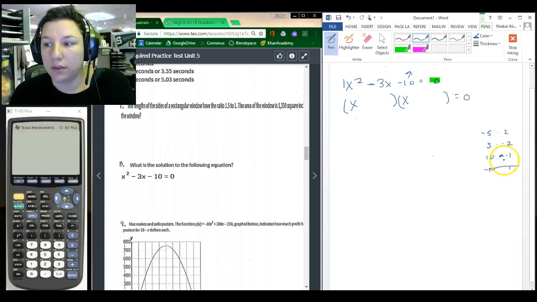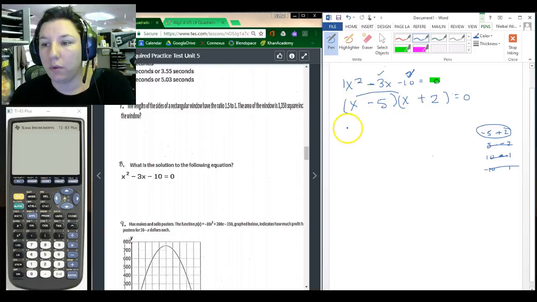That doesn't work. 10 minus 1 is 9. That doesn't work. If it's a 5 and a negative 2, that's going to give me a positive 3. But if I have negative 5 plus 2, that is going to give me a negative 10 when they're multiplied and a negative 3 when they're added together.